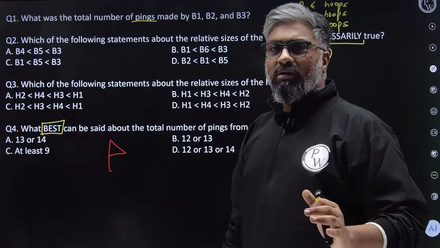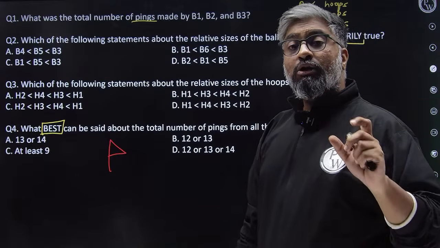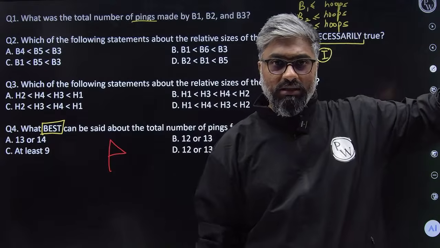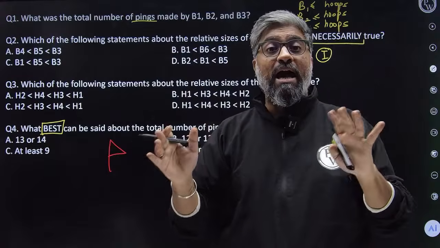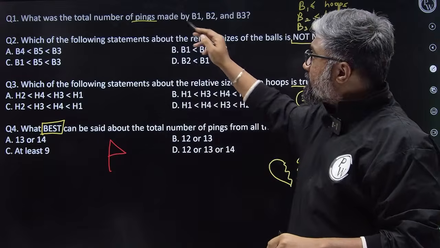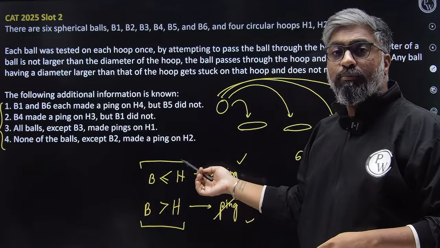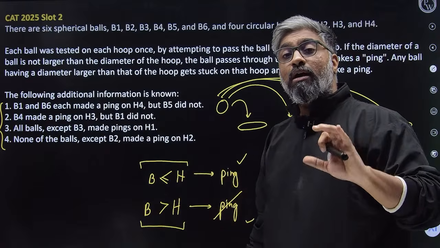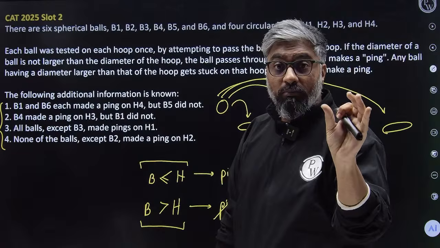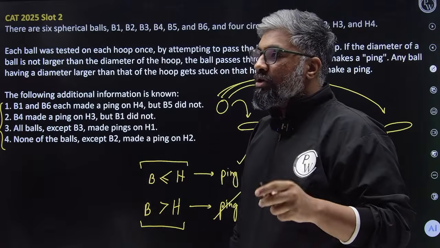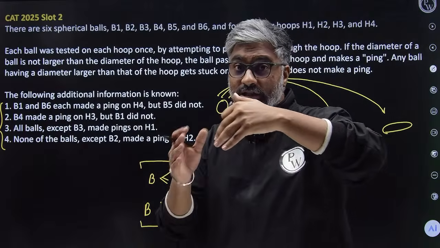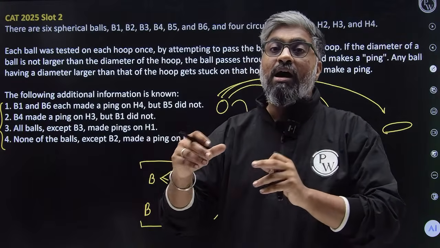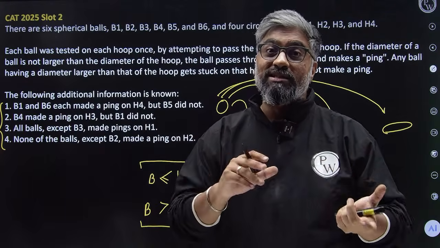So now shall we try solving this? We'll need to arrange it. Do I need to separate all the balls and all the hoops? No. I need to find the arrangement with balls and hoops both, because the ping sound will come only when the ball is smaller than the hoop, or the ball is bigger than the hoop, correct? I need to arrange all the balls with respect to the hoops to get it. So what's the best way to arrange this? Karan, what you're doing is arranging balls separately, hoops separately. How will you know the ping sounds, whether there is a ping or not?